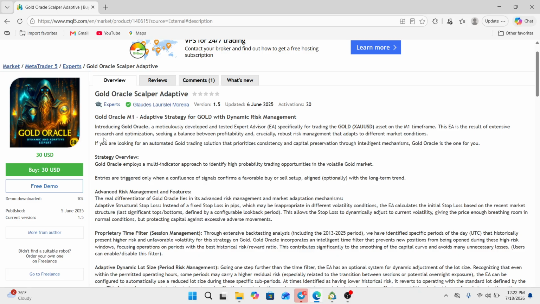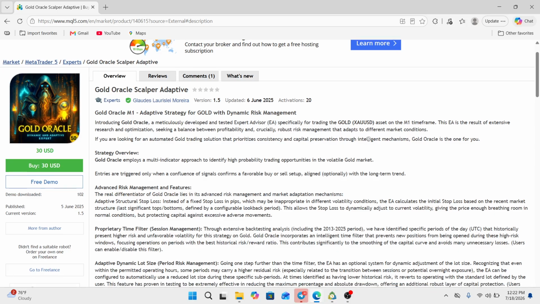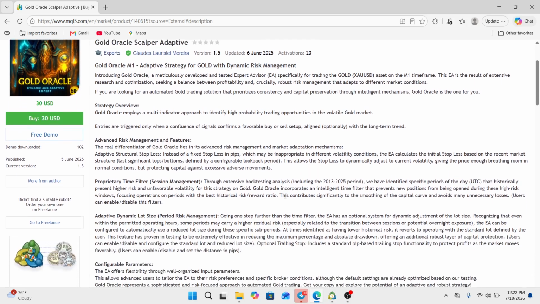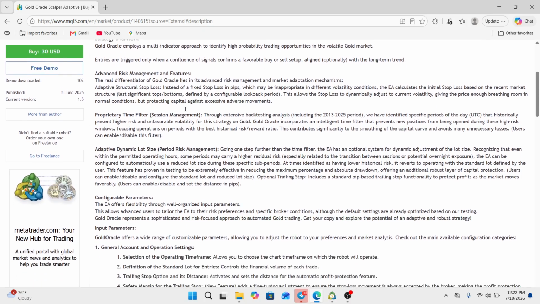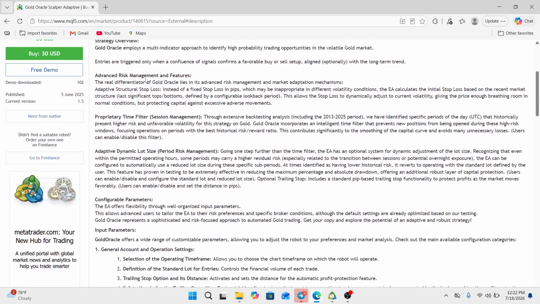And he said it's the result of extensive research and optimization, seeking a balance between profitability and crucially robust risk management that adapts to different risk conditions. All right. So as I previously said, as for the strategy, it employs a multi-indicator approach to identify probability trading opportunities in the volatile gold markets. All right. So we have some advanced risk management and features as claimed by the developer.